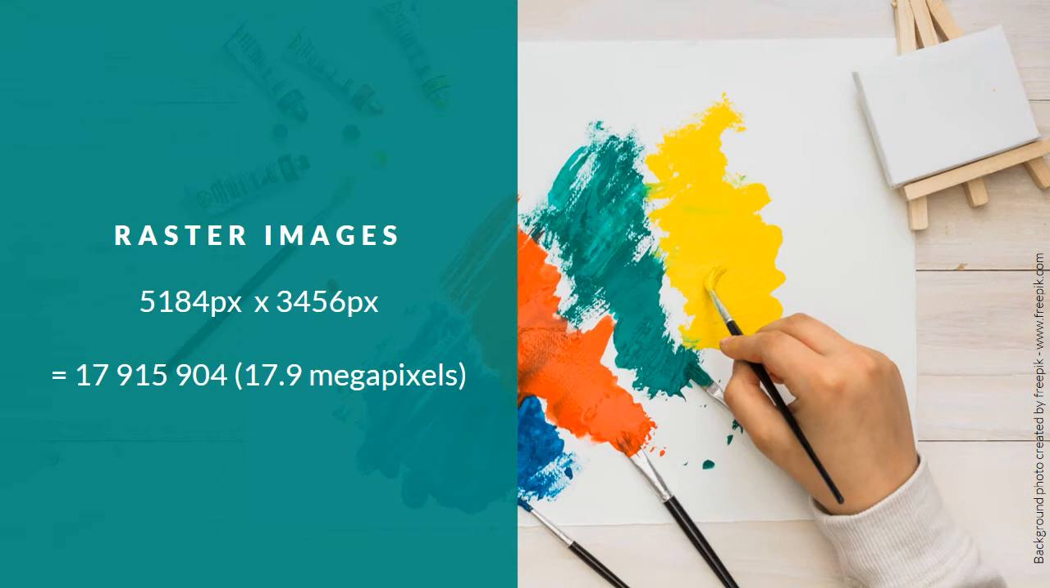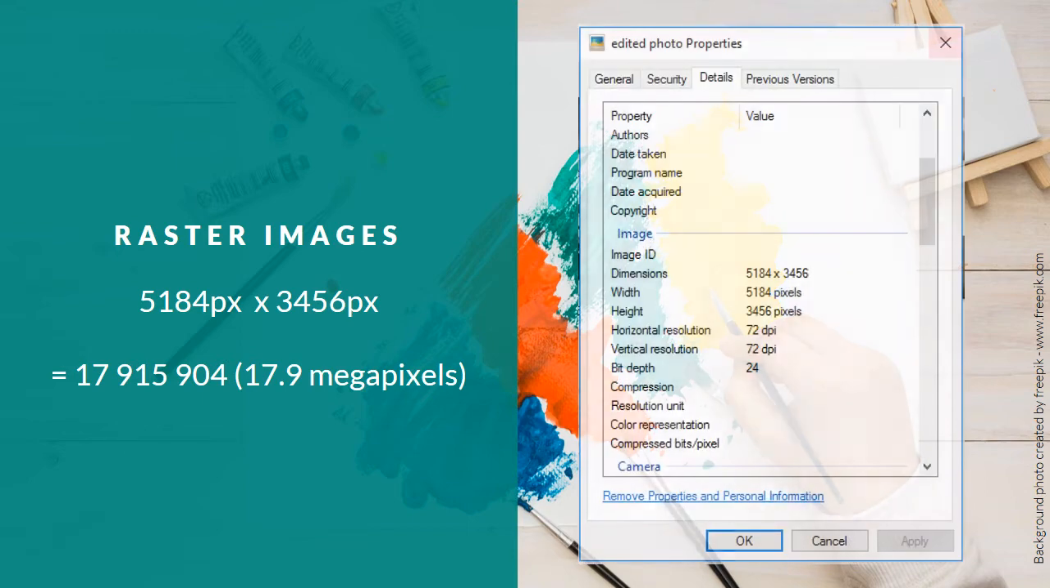For argument's sake, let's say your image is 5184 pixels wide by 3456 pixels high. By simply multiplying the width and the height, you will get the megapixel count. In this case, our image is 17,915,904, which is equivalent to 17.9 megapixels. Okay, so that's how you compute for the megapixels, kung ilan ang megapixel count ng isang raster image, you simply multiply its width and its height.